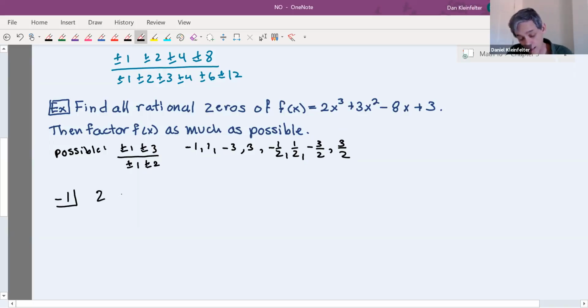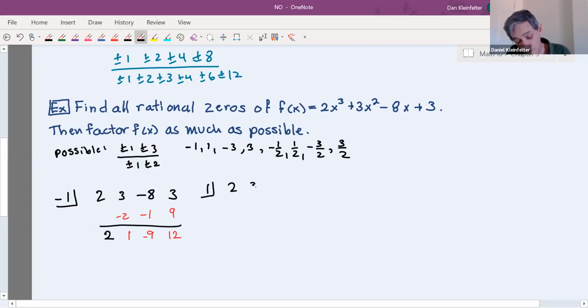Okay, so 2x cubed, 3x squared, -8x, and a 3. Okay, bring down the 2. Okay, so we're going to multiply and add. So -1 times 2 is -2. 3 plus -2 is 1. -1 times 1 is -1. -8 plus -1 is -9. And I can tell right now it's not going to come out 0, but we'll finish it. -1 times -9 is +9. That gives us a remainder of 12. So -1 didn't work. Let's try 1.